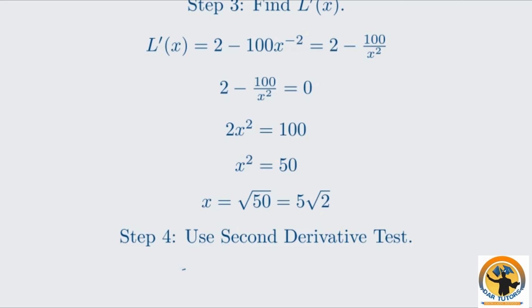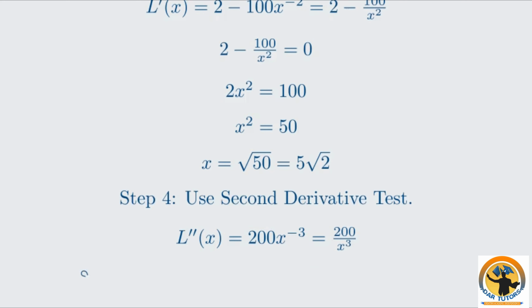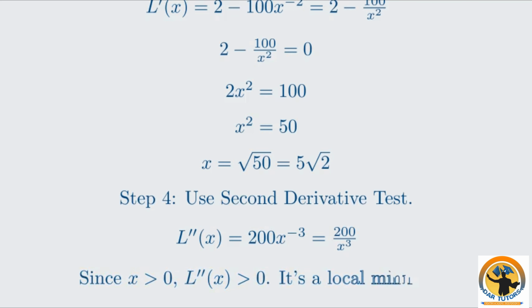Step 4. Classify the stationary point. Let's use the second derivative test. L double prime of x is 200x to the power of negative 3, or 200 over x cubed. Since x is a length, it must be positive. Therefore, L double prime of x is always positive. This means we have a local minimum at x equals 5 times the square root of 2.